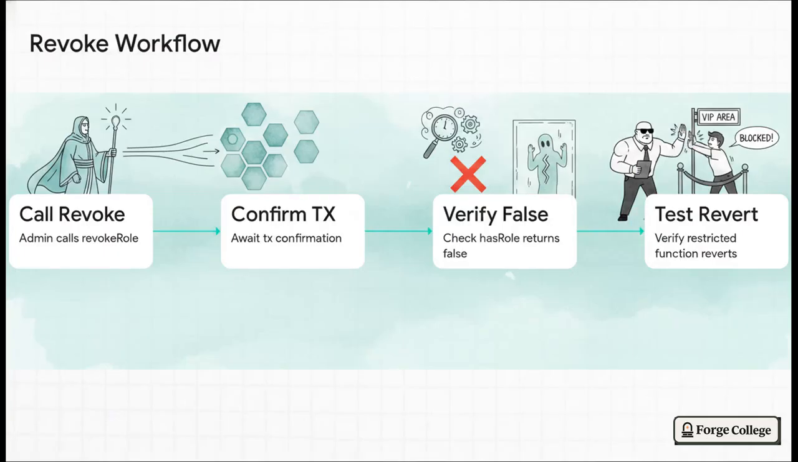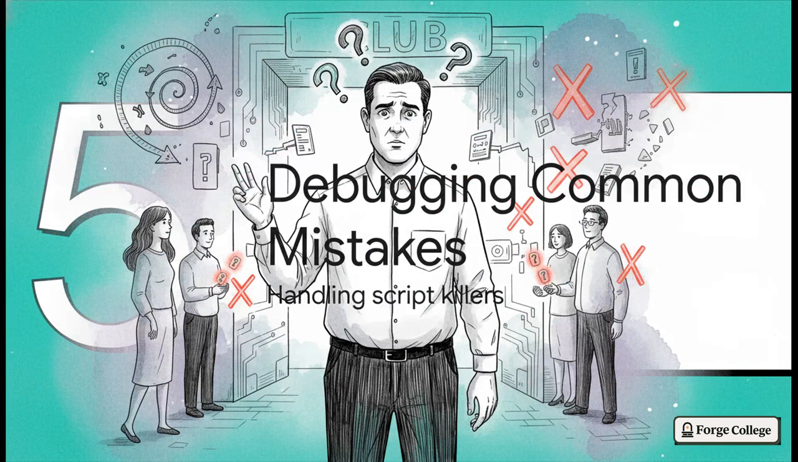Here's what that crucial revocation workflow looks like. The admin calls revokeRole, and once again, we await that transaction confirmation. We then check that hasRole now returns false, but the real security validation happens next. We verify that calling the restricted function actually reverts. We are actively testing the bouncer here by having that user try to sneak back into the VIP area, fully expecting the contract to block them. No way in. Which brings us to section 5, debugging common mistakes.